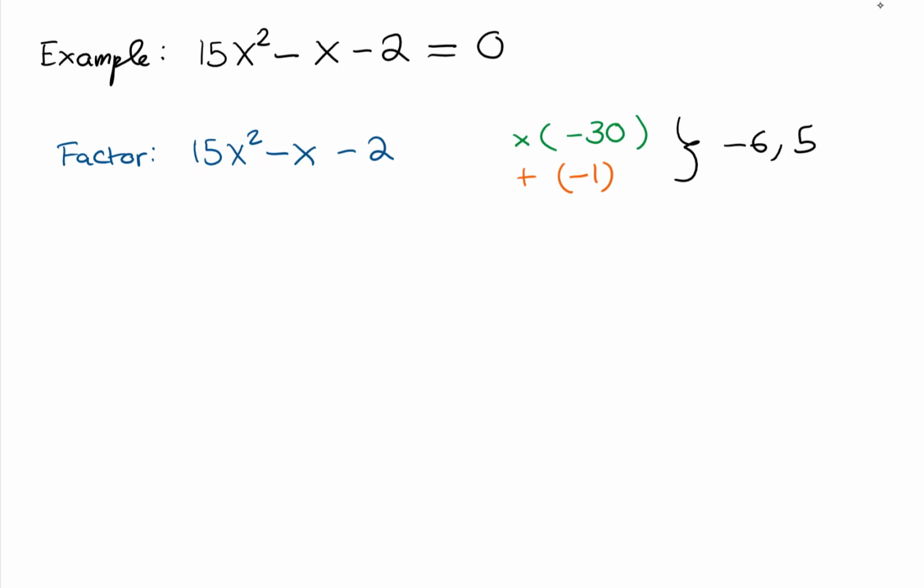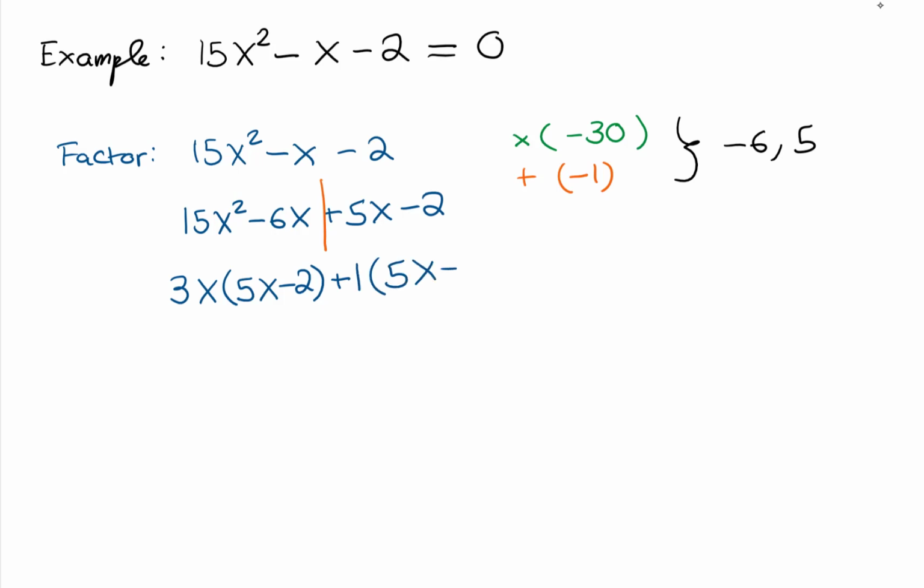So we're going to do the decomposition step. We have 15x squared minus 6x plus 5x minus 2. I just decomposed my negative x into negative 6x plus 5x. Next, I draw the Great Wall of Bentley, and I factor the GCF on both sides. So on the left side, the GCF is 3x, and we're left with 5x minus 2 when we factor out 3x. And on the right-hand side, our greatest common factor is 1 because there's no other common factor. So we're left with plus 1 times 5x minus 2.